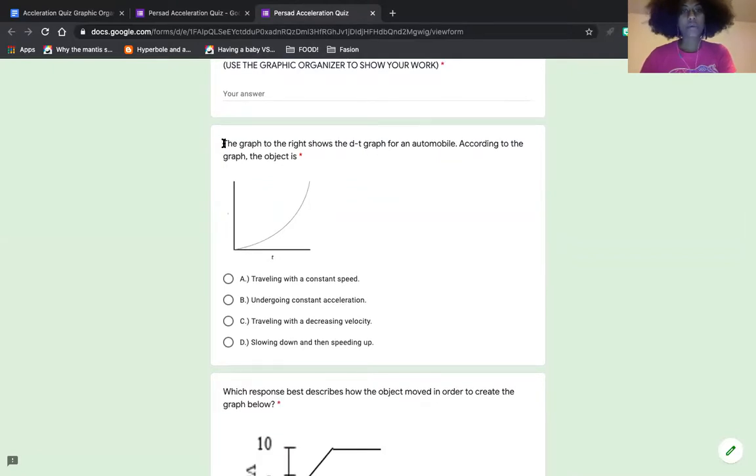Question number 3. The graph below shows the distance time graph for an automobile. According to the graph, the object is A, traveling with a constant speed, B, undergoing constant acceleration, C, traveling with a decreasing velocity, or D, slowing down and then speeding up.